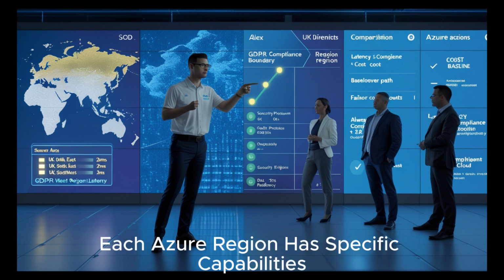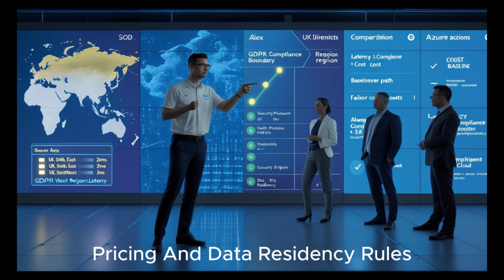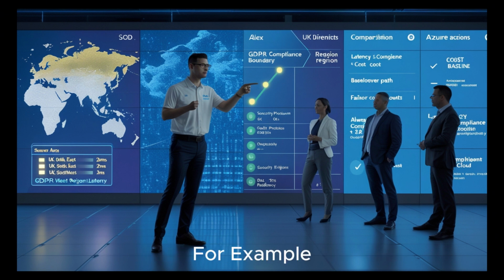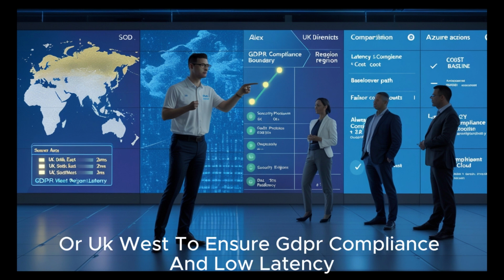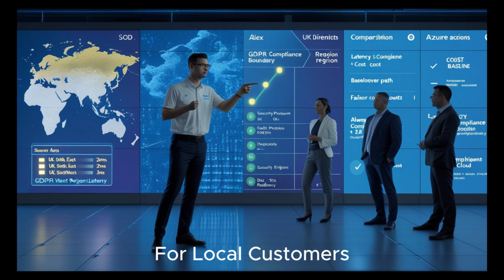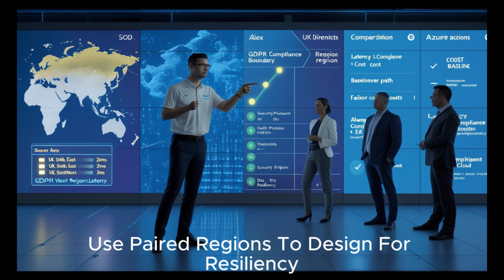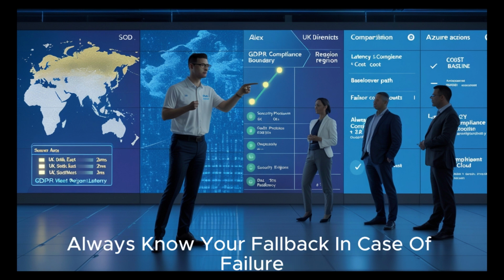Each Azure region has specific capabilities, pricing, and data residency rules. For example, UK-based financial services should choose UK South or UK West to ensure GDPR compliance and low latency for local customers. Use paired regions to design for resiliency. Always know your fallback in case of failure.